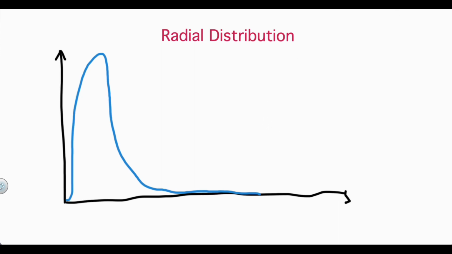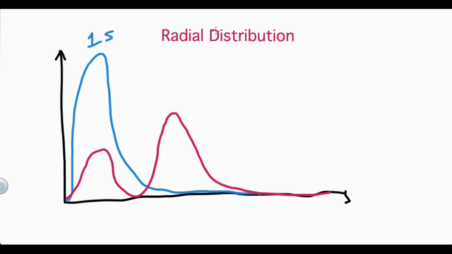If you're looking at the 2s orbital, you are actually still likely to find an electron in the 1s orbital. It's just not as likely. So basically, this just shows that.